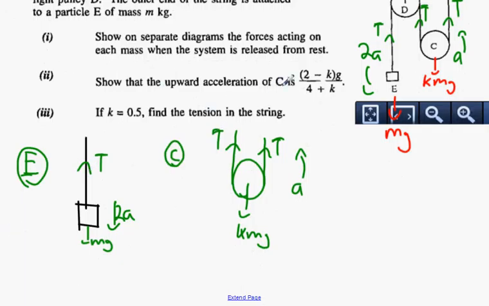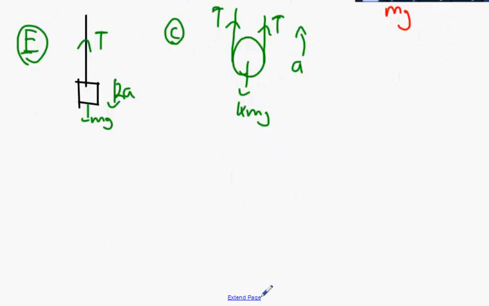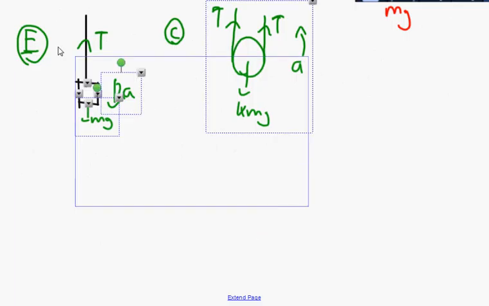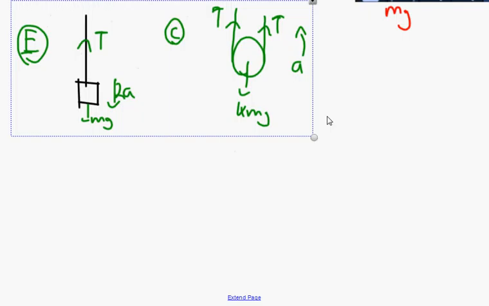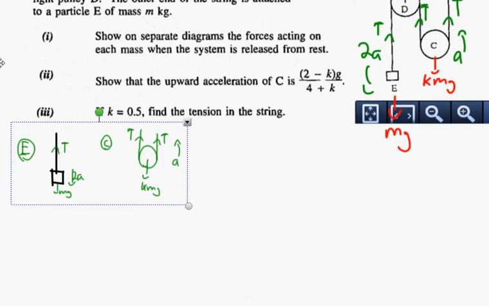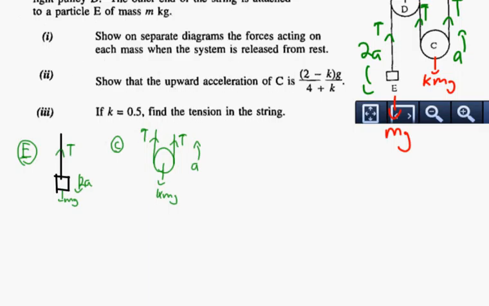Show that the upward acceleration of C, it tells us it's upward, that's handy, is (2 minus k)g all over 4 plus k. So we have to find that out. Okay, let's make a couple of equations. Now, what we get here is this, guys. We're going to get particle E. Particle E is of mass m, so force going downwards equals weight minus tension.